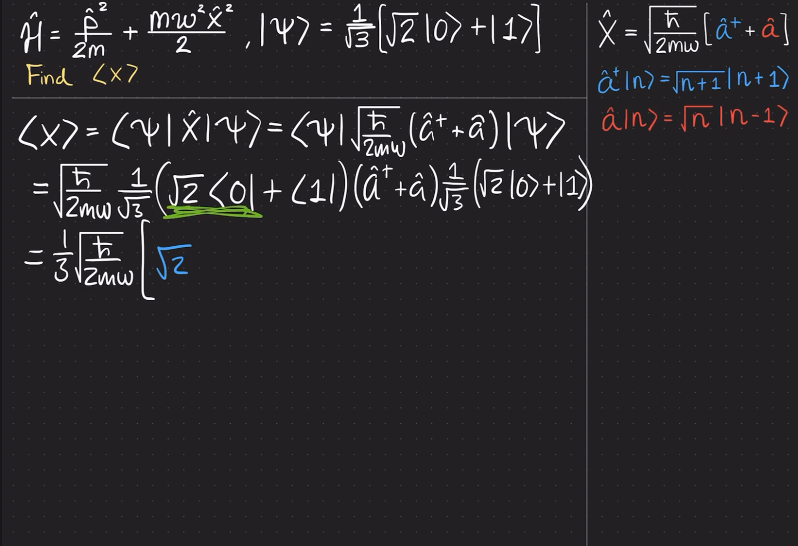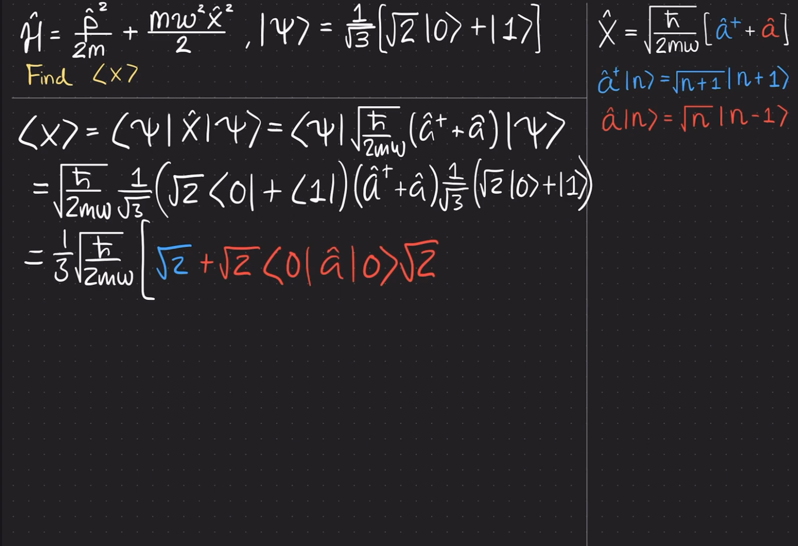We're going to go back to the root 2. Actually, for consistency, it'll probably be better to do this one. All right, so we're going to start with root 2, the 0 state, and now we're going to use the lowering operator. So we're going to have the lowering operator, and then we're going to apply it to the 0 state over here with the root 2.